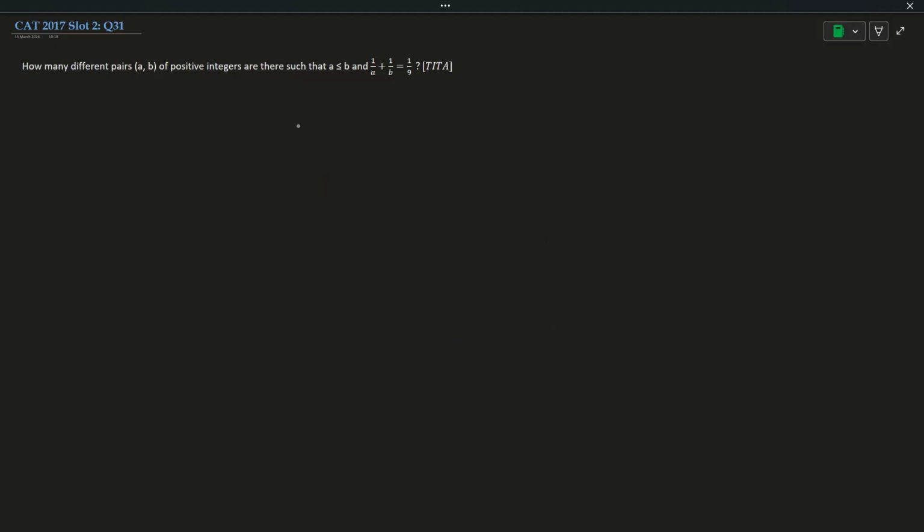How many different pairs a comma b of positive integers are there such that a is less than or equal to b and 1 by a plus 1 by b equal to 1 by 9? A very good question, guys. This is a very good and conceptual question.